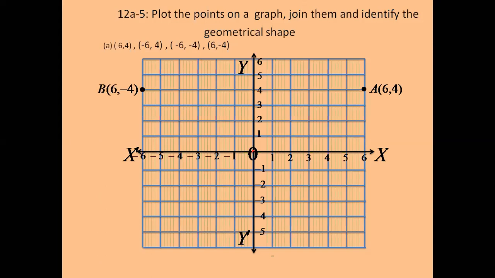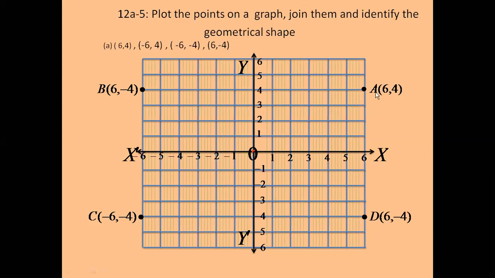Again, minus 6 comma minus 4. We have to come to the minus side like this: 1, 2, 3, 4, 5, 6, minus 6 on the x-axis. Okay, then go down, this one will be here. The last one, 6 comma minus 4: the 6 means plus, the right side, it will go right side, and y is minus, so it will be down because minus is given.